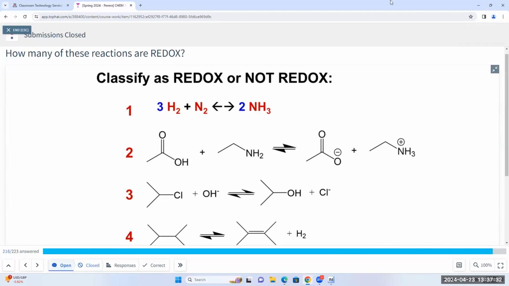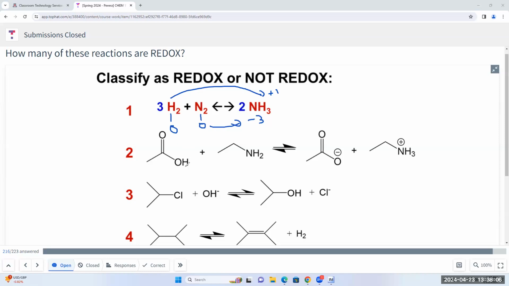All right, really quickly. The first reaction is a redox reaction. How do we know? Both of them are 0, and then nitrogen over here is a -3. Anyone who determined that? -3, right? Therefore, nitrogen has been reduced and hydrogen has been oxidized to +1. So we know that's a redox reaction.